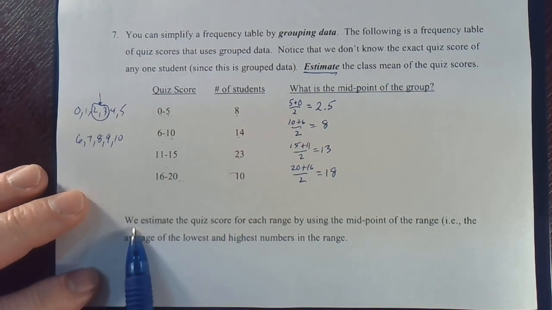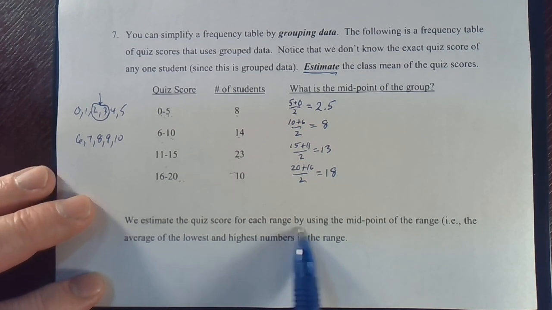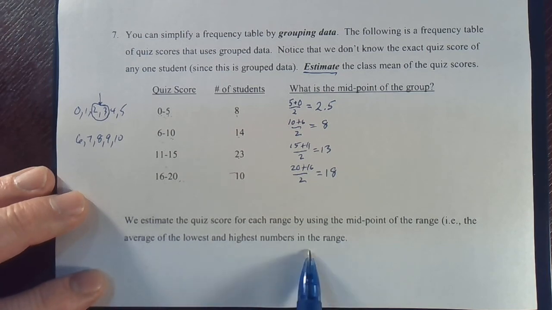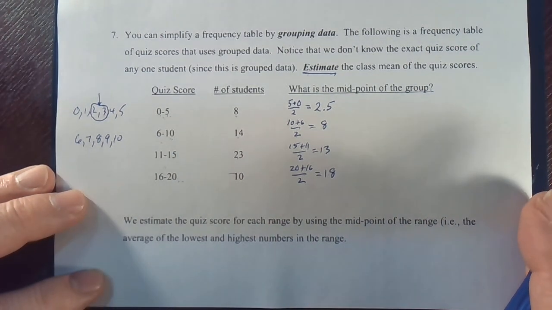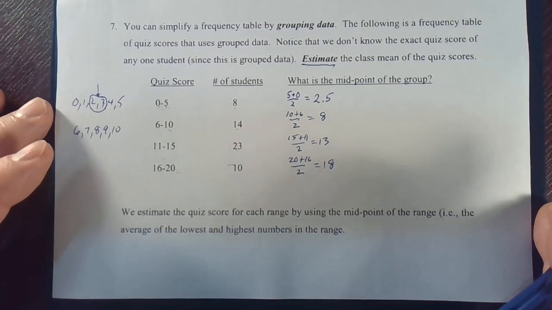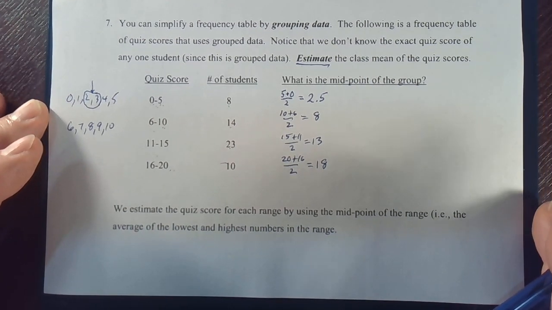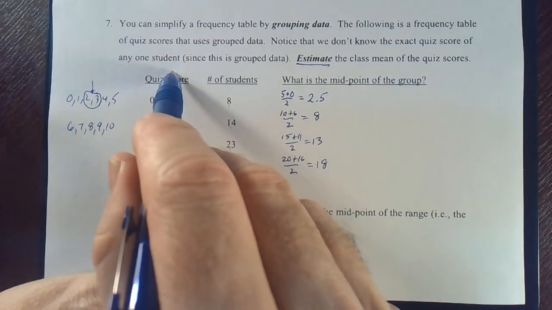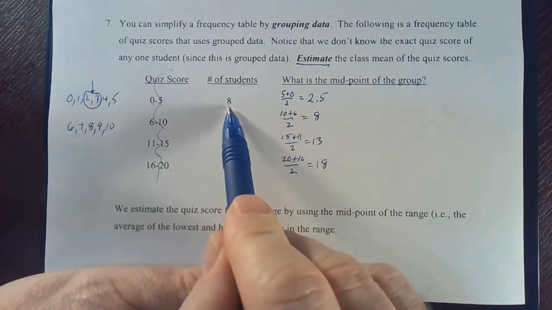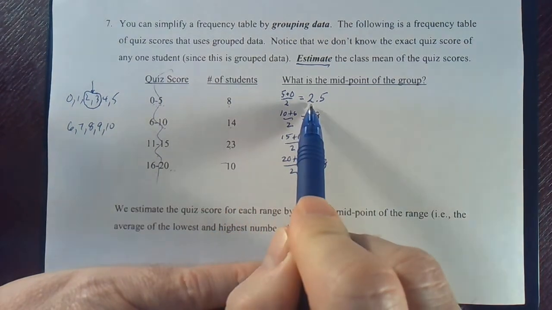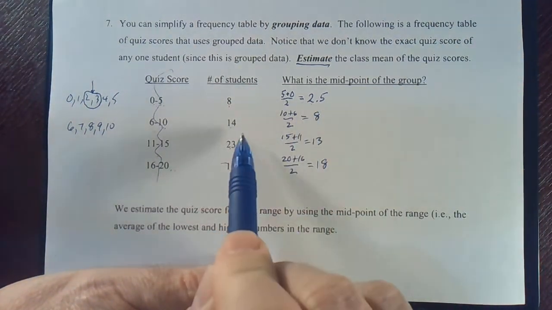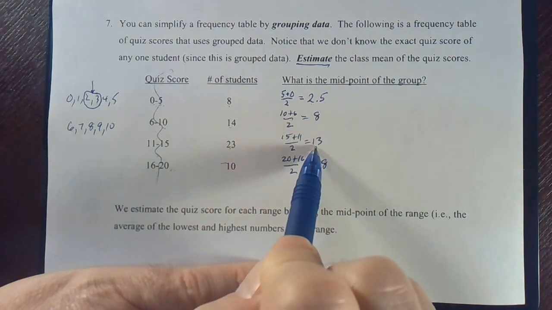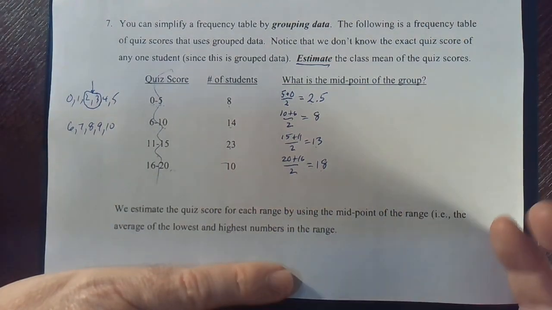I wrote this down here. We estimate the quiz score for each range by using the midpoint of the range. That is the average of the lowest and highest numbers. Add them up and divide by 2. Okay, so we still have some work to do. We need to estimate the average quiz score. So now that we have the midpoints, we can ignore this. And now we're just going to treat it like all 8 of these students received a 2.5 for a quiz score. All 14 of these students received an 8. All 23 of these students received 13. And these 10 students received 18.